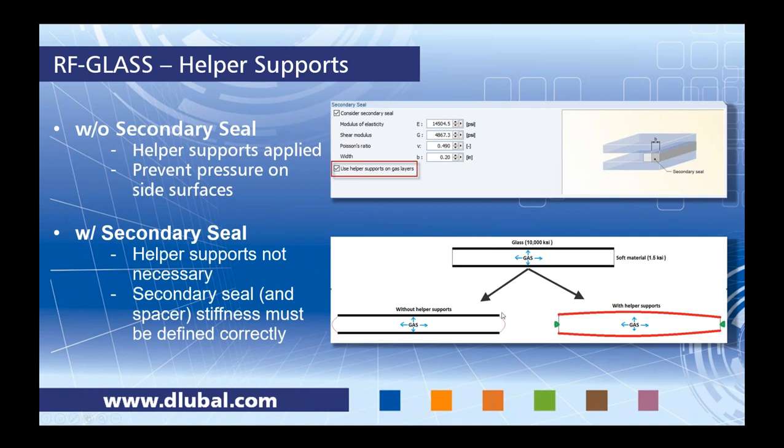Now, when we don't have these helper supports applied, we get some sort of deflection that maybe looks like this. This is obviously not desired behavior. This is from the gas pressures, and then we're getting our deflection at our sides.